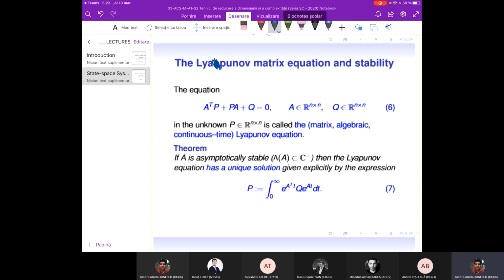So stability can be related to a Lyapunov matrix equation. The equation A transpose P plus PA plus Q equal to 0, with a square matrix A and a square matrix Q, in the unknown given by the matrix P, which is also an n by n square matrix, is called the matrix algebraic continuous-time, or simply the Lyapunov equation. This is called the Lyapunov equation.